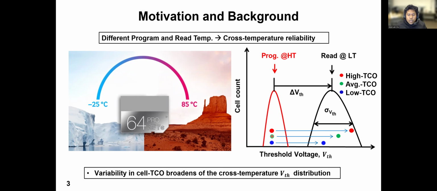Now, because of this variable VT shift, depending on their temperature sensitivity, the distribution will shift to the right or left, depending on the temperature change direction. And the distribution will also get significantly wider because not all cells behave in the same way due to this temperature change.